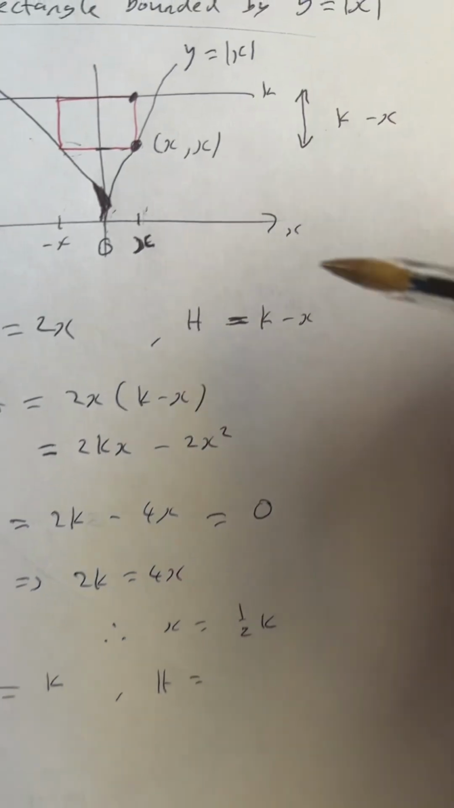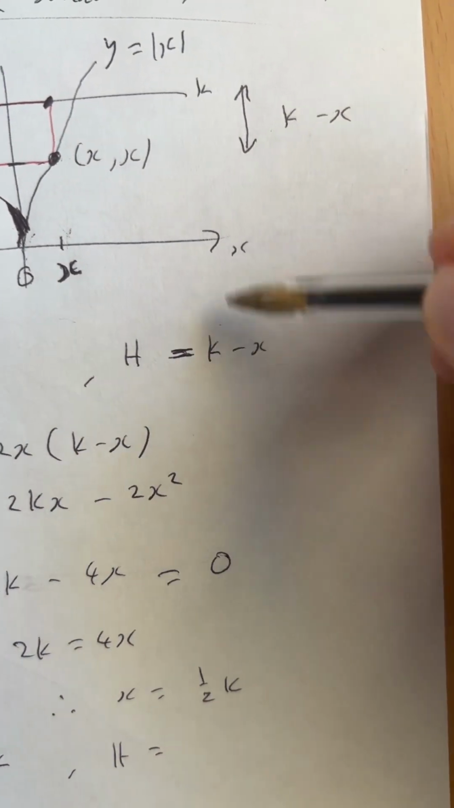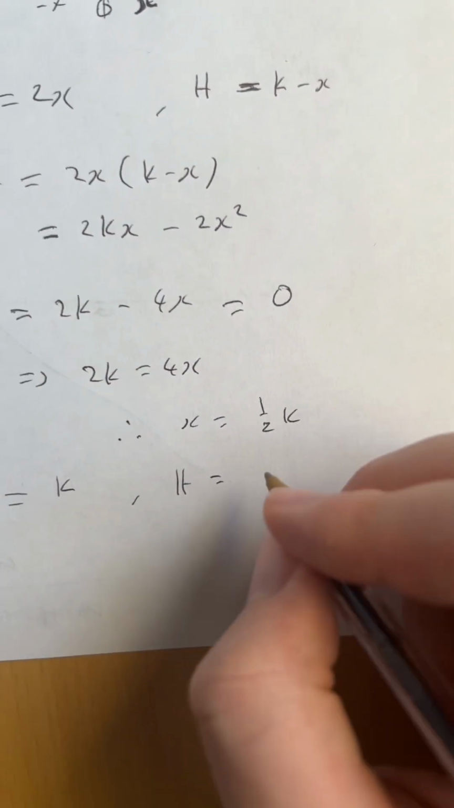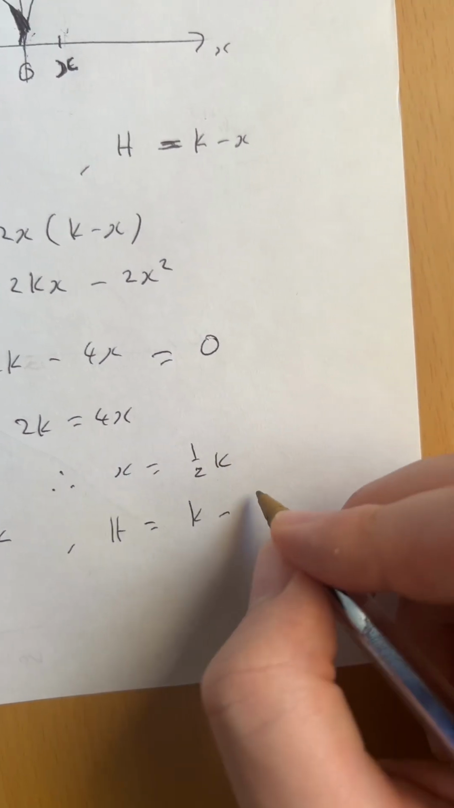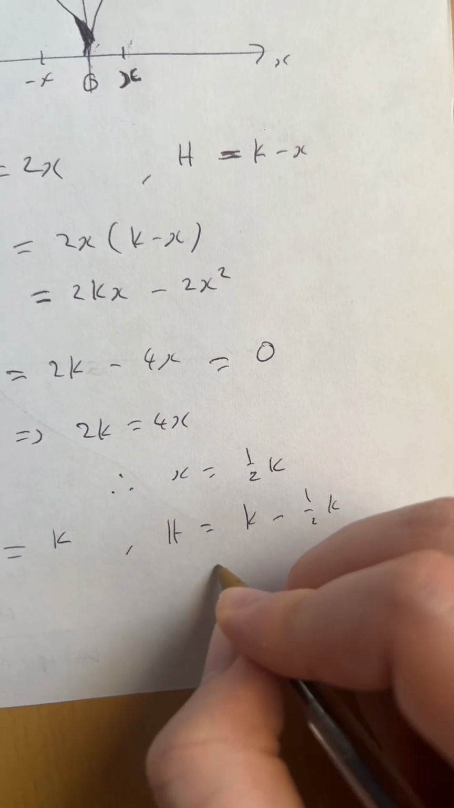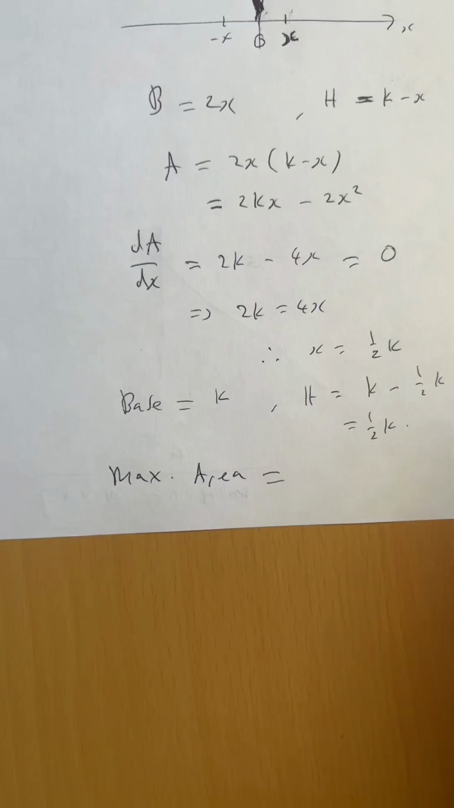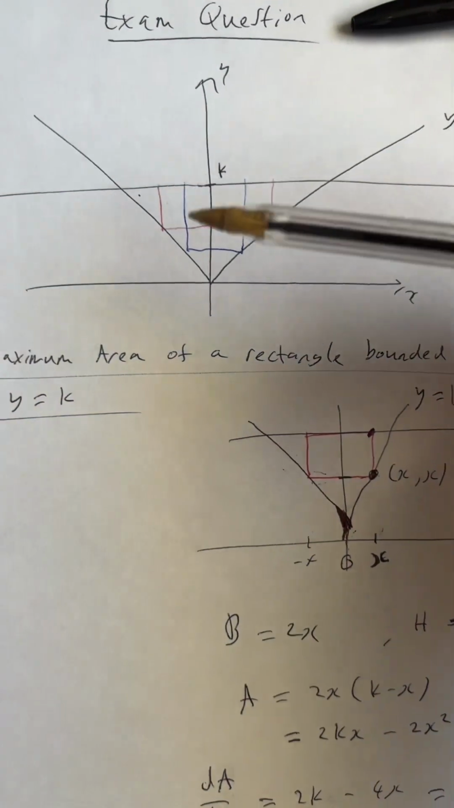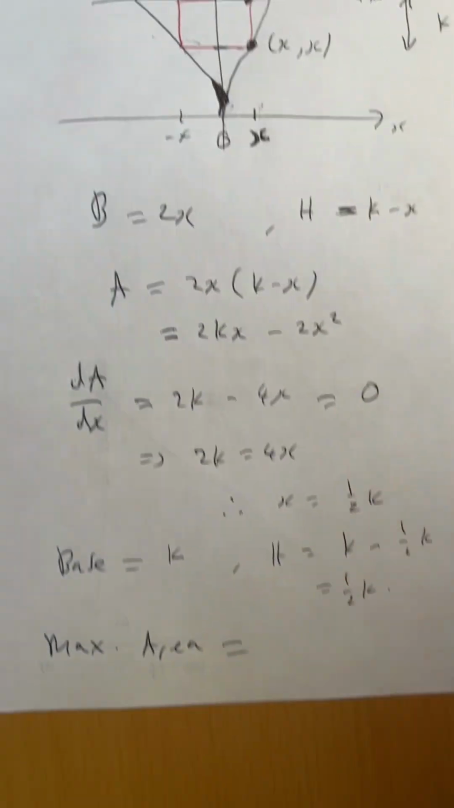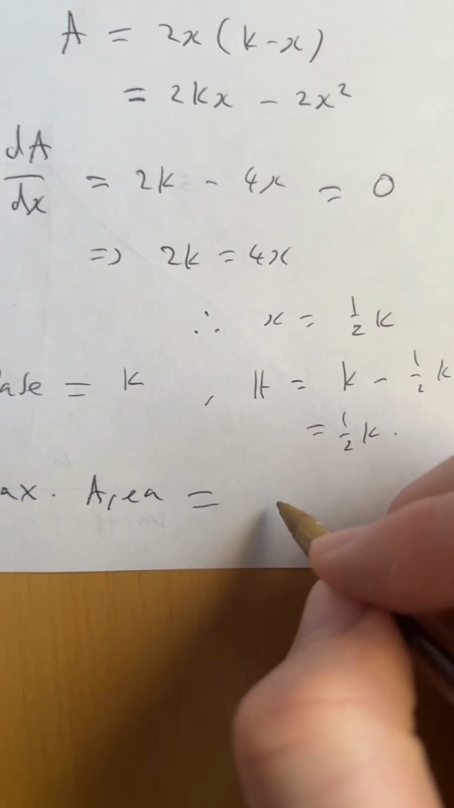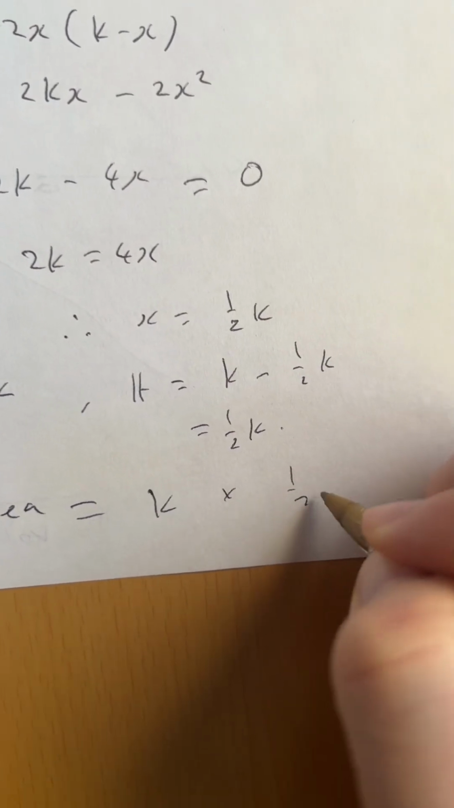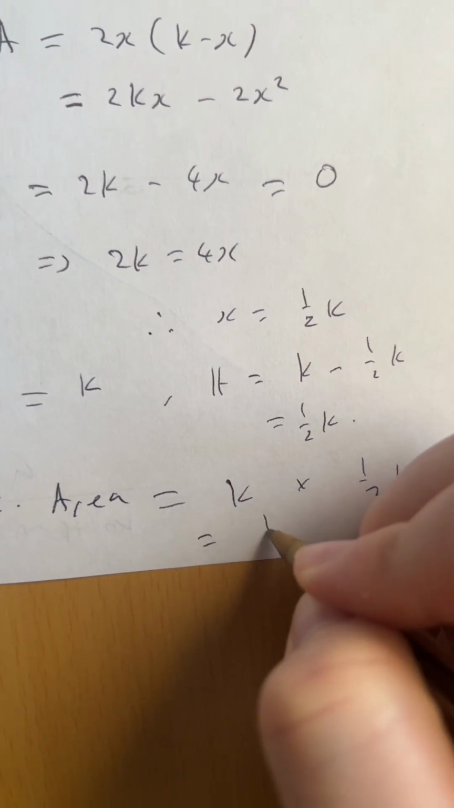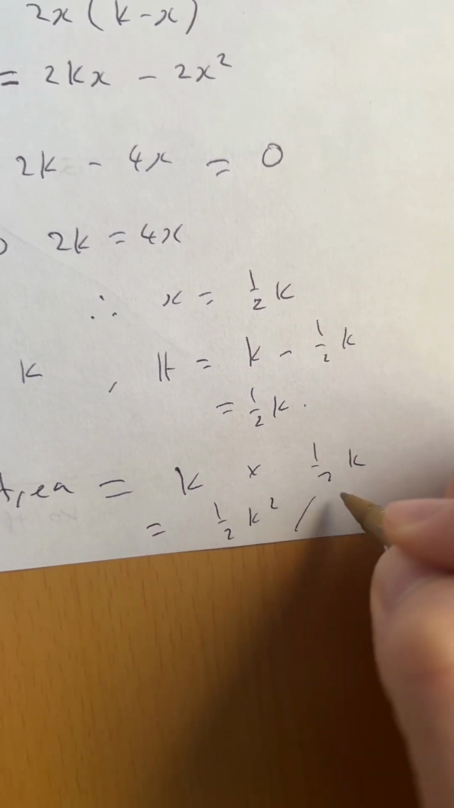Now the height, we know that the height is k take away x from our formula before. So we do k take away the x value. The x value is half k. So the height has to be a half k for this to work. And so the maximum possible area for a rectangle that we could create trapped inside these two shapes must be base k times height half k. So the maximum area is a half k squared, and that's our answer.